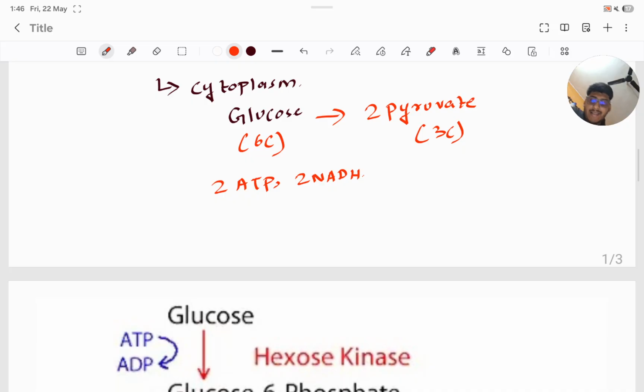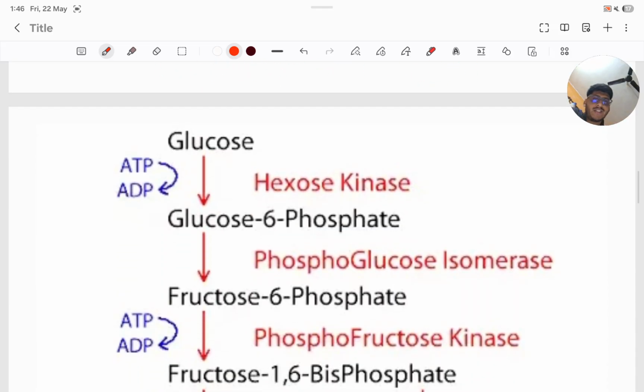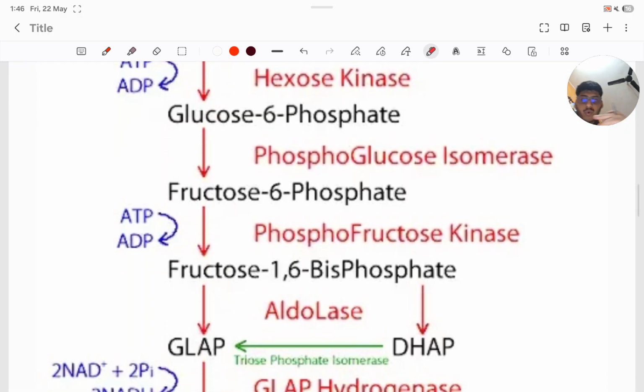Now, what happens really in glycolysis? Glycolysis is a 10-step process. See, this is a 10-step process. This is the chart of glycolysis. In the first part, we will be doing it up to glycolysis.